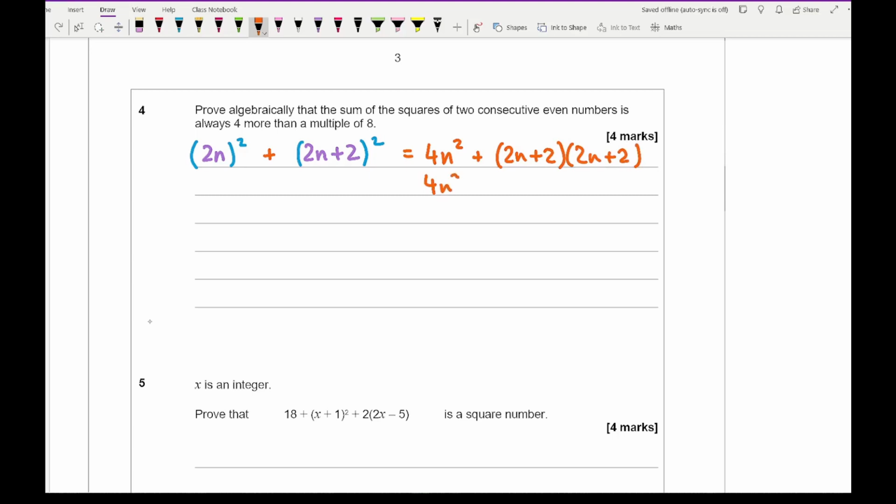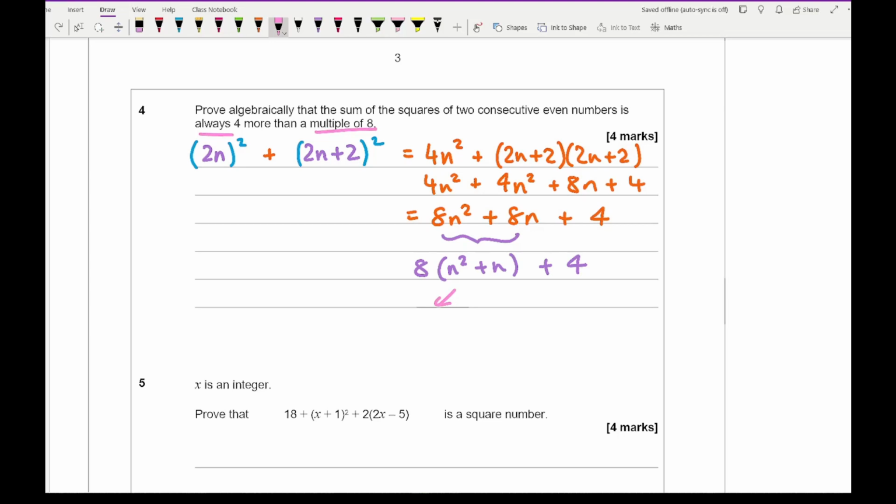Then if I multiply this out, recognise that that is double brackets. Multiplying that out, and again taking a bit of a shortcut, I get 4n squared plus 8n plus 4. Then neatening all of this up, I get 8n squared plus 8n plus 4. What I can then do is factorise these two terms, so I get 8 times n squared plus n, plus 4. Looking at what it says, that it's always 4 more than a multiple of 8, all of this is a multiple of 8 because 8 is a factor, and this is always adding 4.